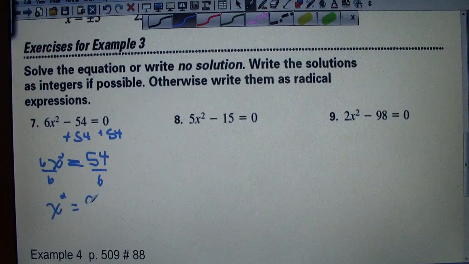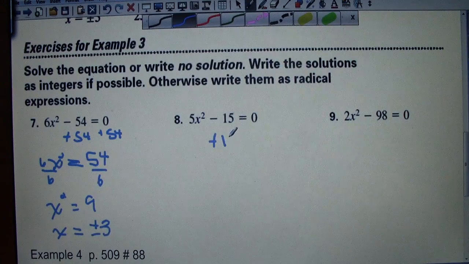And since it is an equation, I want both roots. So x is going to equal, well, what number do I square to get 9? I could have a positive 3 squared gives me 9, and a negative 3 times negative 3, or negative 3 squared, also gives me 9. So my answer is plus or minus 3. Okay, let's look at number 8. We'll do one more here.